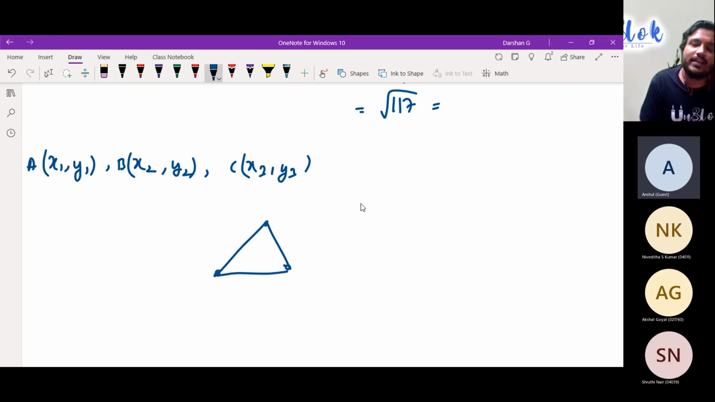So now you have to literally find the physical distance. How? Using the distance formula, you know the overall drill. So tell this is the point A, this is point B, and this is point C: x1 comma y1, x2 comma y2, x3 comma y3. You'll use the same thing. You'll find the answer for AB, BC, CA. You will find the physical values.